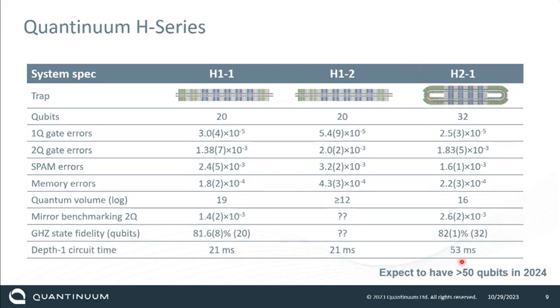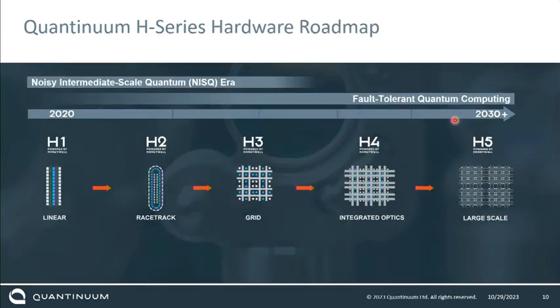I guess I'm supposed to note that in 2024, we're expected to have over 52 qubits on our H2 device. This is an industry talk, so I have to show you a roadmap. Everyone in industry has a roadmap. I've already talked a little bit about H1 and H2. From there, our H3 device is hopefully going to move to this grid-like structure. So we'll have this 2D geometry where we're hopefully going to shuffle ions around.